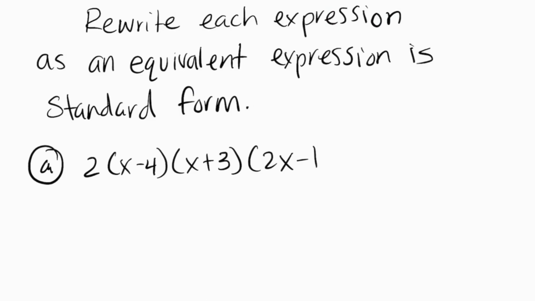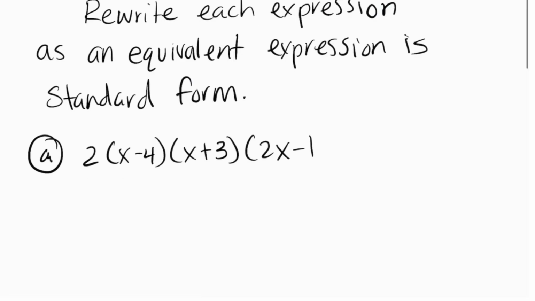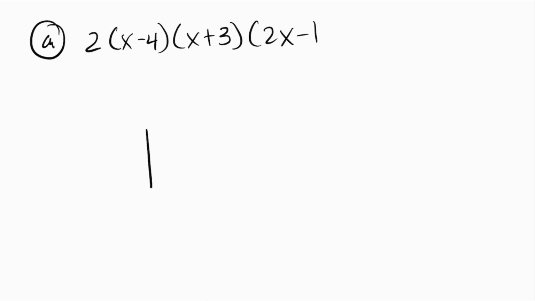Rewrite each expression as an equivalent expression in standard form. All right, so we have 2 times (x minus 4) times (x plus 3) times (2x minus 1). Now, before we even look at that 2 in the front, let's start with the 2 parentheses in the middle, x minus 4 and x plus 3. We're going to multiply those first using a Punnett square, just like we did back in biology, but for math. So let me go ahead and draw my Punnett square.